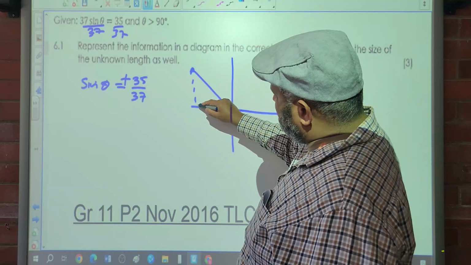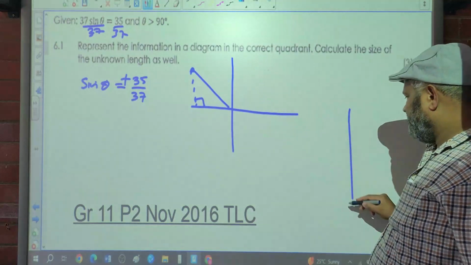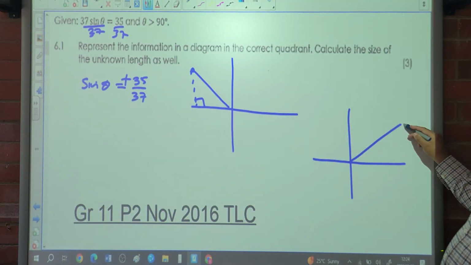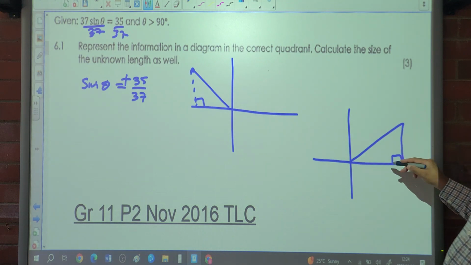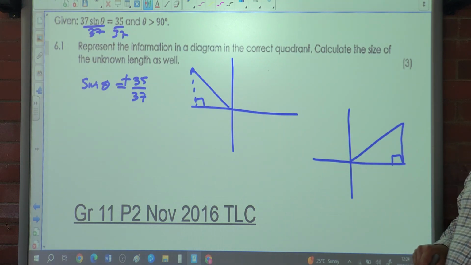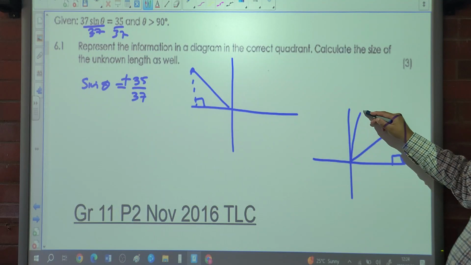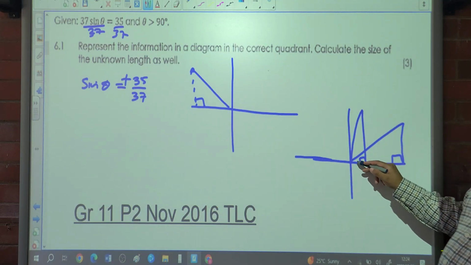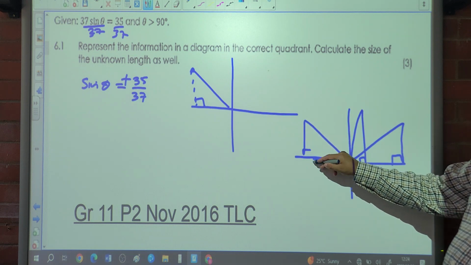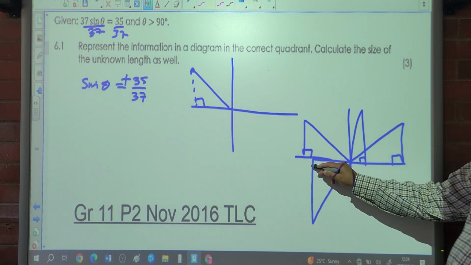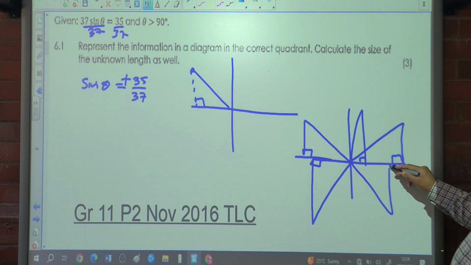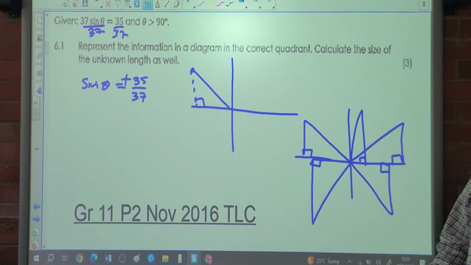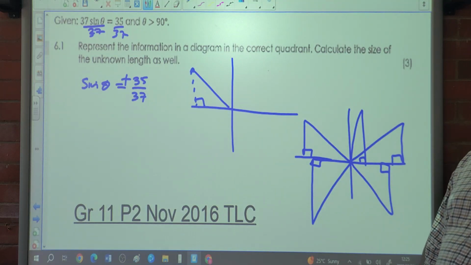So what we do is complete the triangle. Remember, if the arm is in the first quadrant, we always drop it perpendicular to the x-axis. Even if it's close to the y-axis, it will still come down to the x-axis. Third quadrant, perpendicular to the x-axis. Fourth quadrant, perpendicular to the x-axis. We always drop it perpendicular to the x-axis.